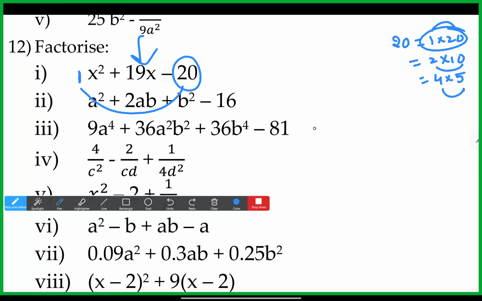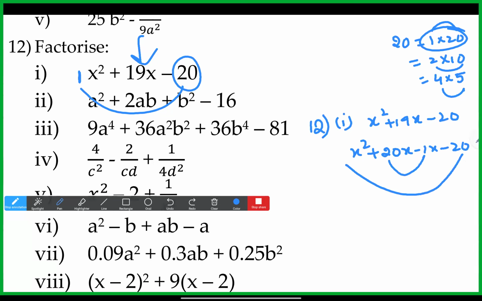So the question is now the 12th one, first bit: x square plus 19x minus 20. Now I am splitting 19x in this way, Maisha: 20x minus 1x. How do I know 20x minus 1x? I wrote the factors of 20 there because if you multiply these numbers, you should get this end product. So I took the factors of 20 and selected them. 20 and 1 will suit because 20 minus 1 is 19. For the remaining ones, if you subtract or add, you're not getting 19. 20 plus 1 is 21, so we should take 20 minus 1.